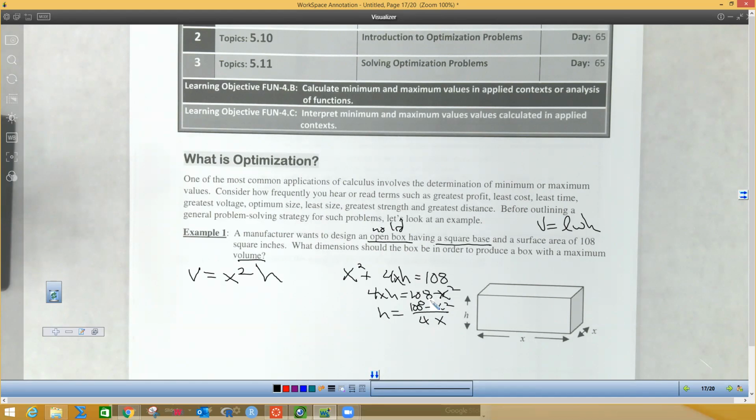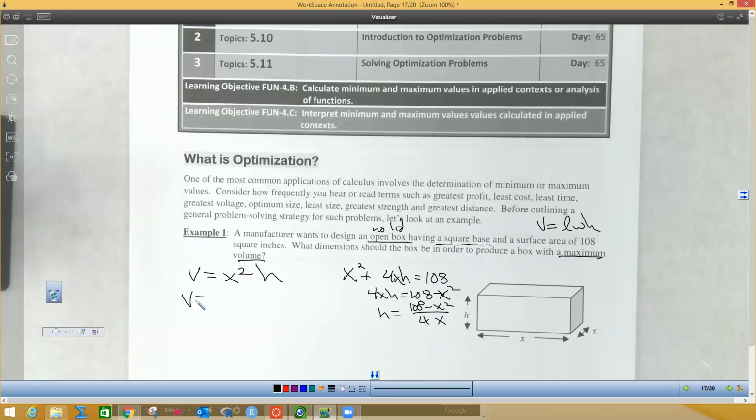Okay, so we can take this value and plug it in for h. Our goal, after we get the equation that we're trying to maximize or minimize, which here says max volume, so this is our main one, is to get it all in one variable by using the other secondary equation, which in this case was surface area.